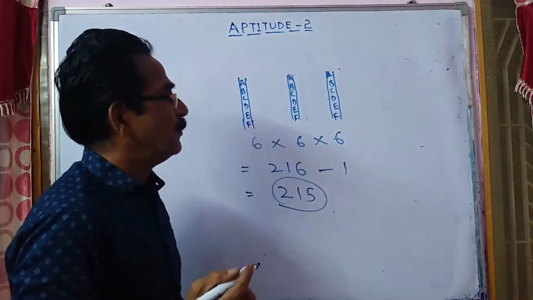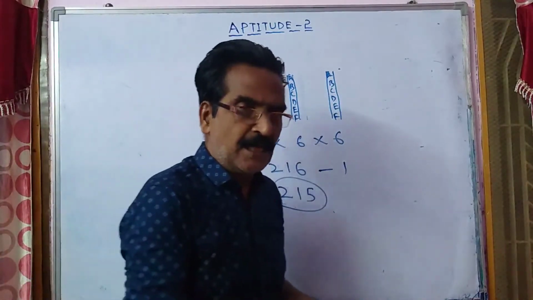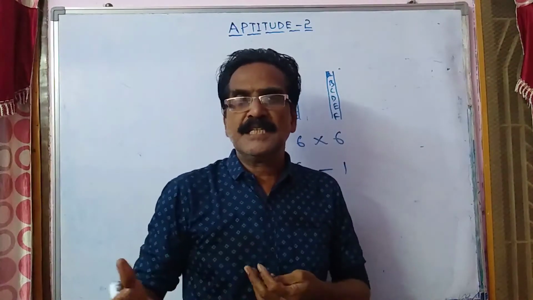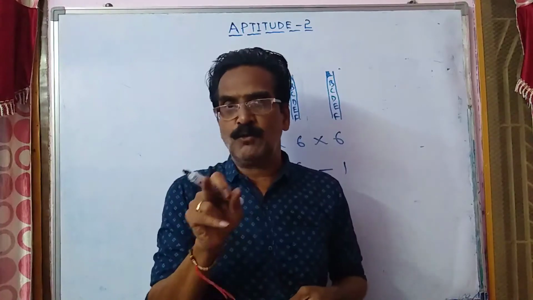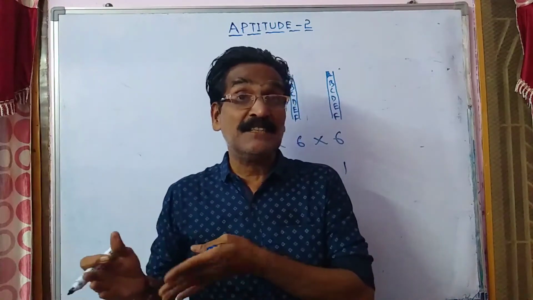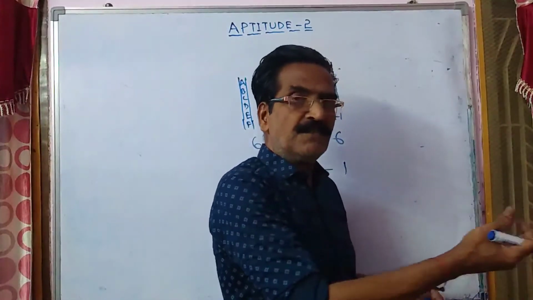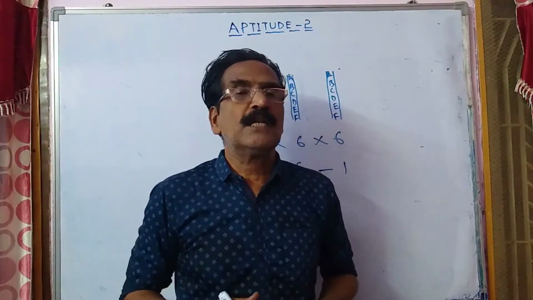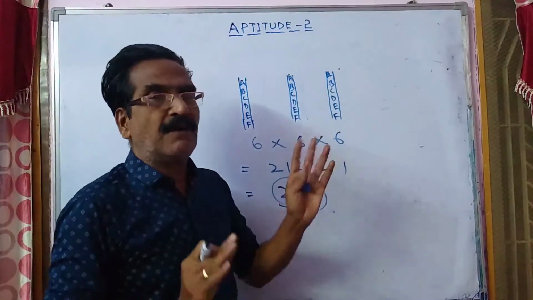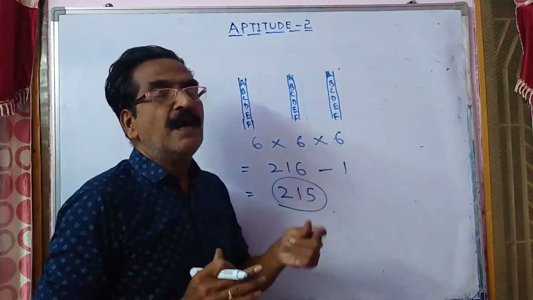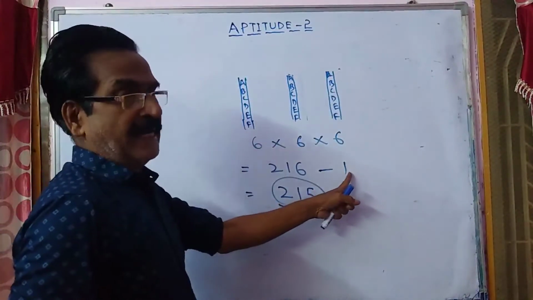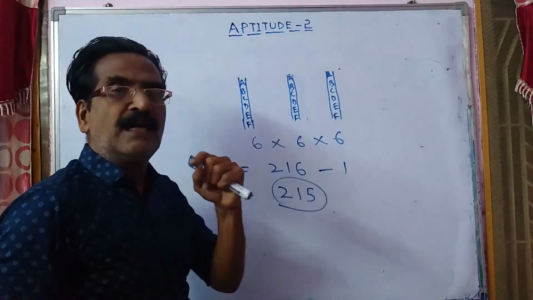In probability, if two dice are thrown with 6 numbers, the total number of events is how many? 6 into 6, 36. 1 1, 1 2, 1 3, 1 4, 1 5 and 1 6, like that. 2 1, 2 2, 2 3, 2 4, 2 5, 2 6. So you will get 6 into 6, 36. If 3 dice are thrown, the total number of elements in the sample space is 6 cube. You must be knowing that. So like that, the total number of trials is 216. Out of 216 trials, there is one successful trial. The remaining 215 are unsuccessful trials.